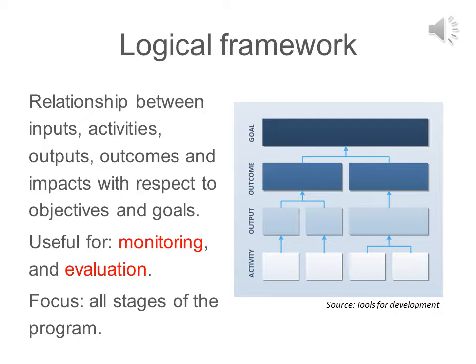In this sense, the logic of the if-then works like the arrows in the diagram. If resources are available to the program, then program activities can be implemented. If program activities are implemented successfully, then certain outputs and outcomes can be expected. The if-then used in logical frameworks is called assumptions and comprises the external factors that are not under control of the program and yet influence the success of the process.